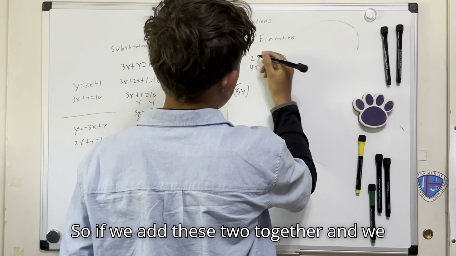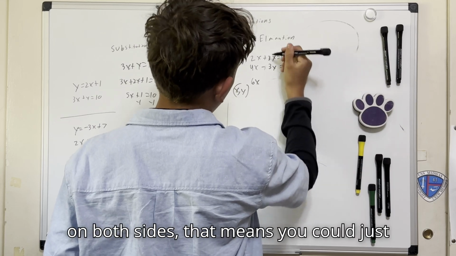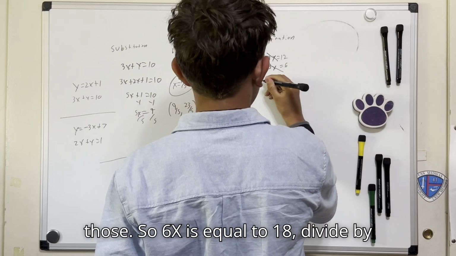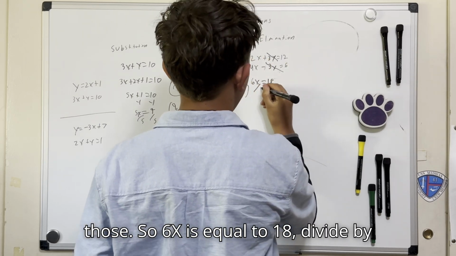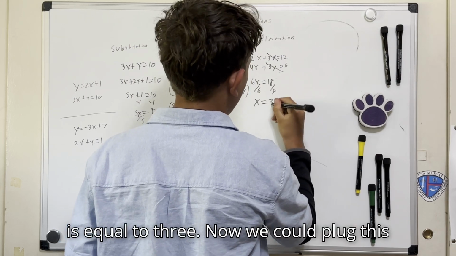So if we add these two together, we get 6x, and then we have plus and minus 3y on both sides, which means we could just cross them out. And then we have to add those. So 6x is equal to 18. Divide by 6, and then we get x is equal to 3.